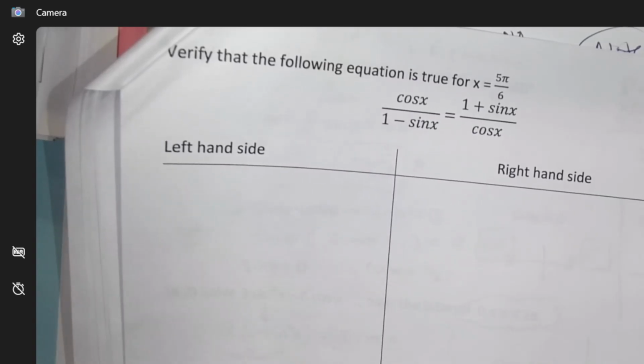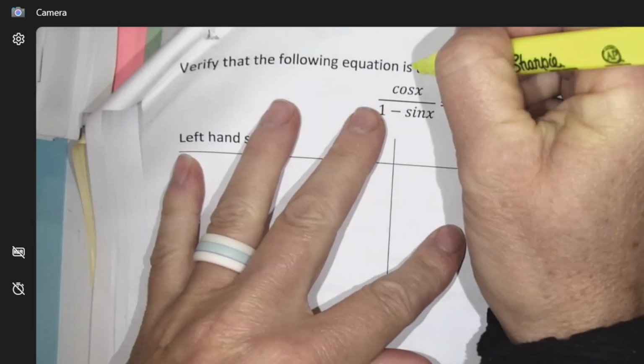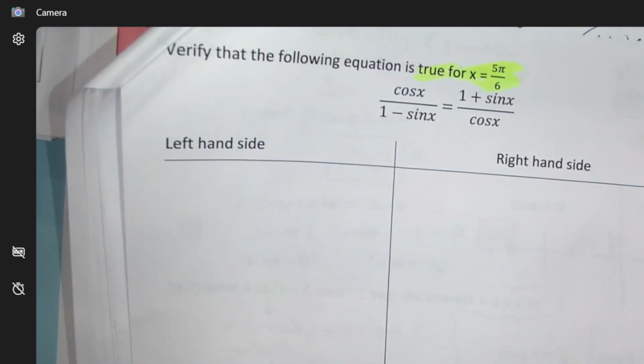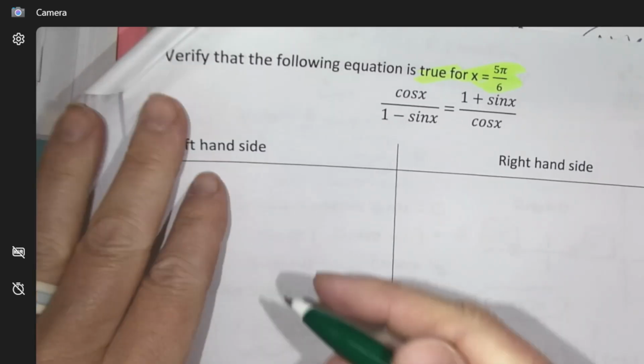Okay, so this is a proof question, but it's not a general proof. It is a proof with just proving at one specific angle, because it just says prove it's true for just this angle. Okay, so we are going to insert that angle in for x.